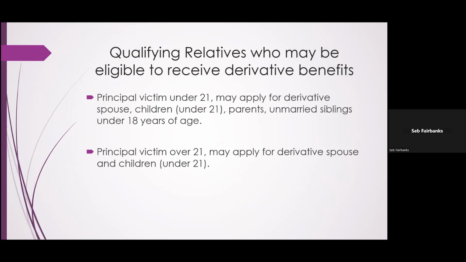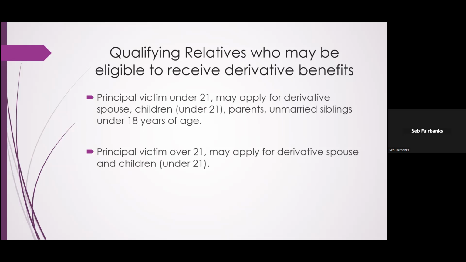Some qualifying relatives are eligible to apply under the U visa as derivatives. Let's say that I am a child victim of sexual assault and I'm applying for the U visa. My parents are able to apply under the U visa if I'm under 21, and also any unmarried siblings I have if they're under the age of 18. If the principal victim is over 21, they can have their spouse apply with them and any children under 21.